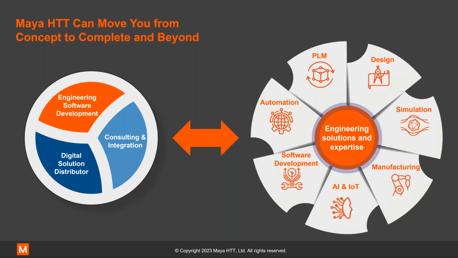Now, what do we do in general? We have three main components to our company. We're an engineering software development company. We do consulting and integration, and we're a digital solution distributor. So basically we sell software, we develop software, and we also support and do projects and services as well.